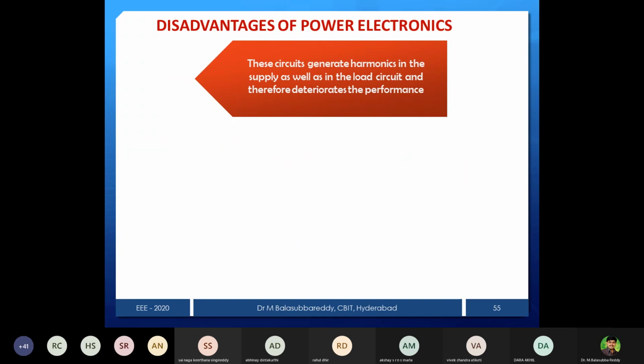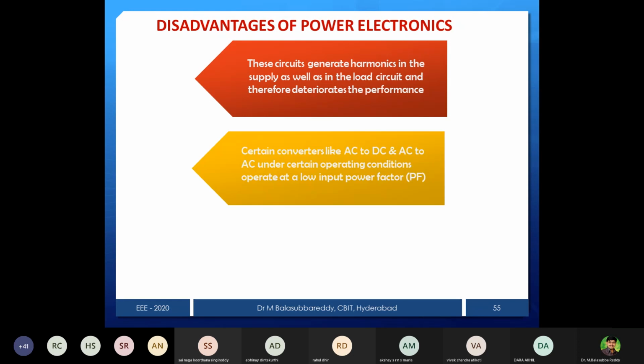The only major disadvantage is harmonic generation. Once we use power electronic circuit semiconductor devices, a lot of harmonics are automatically generated. Performance will be a little bit less because of the harmonics, and to overcome that we need to filter out the harmonics, so we have a filtering requirement. And in certain converters like AC to DC or DC to AC, and certain operations, there will also be a low input power factor.